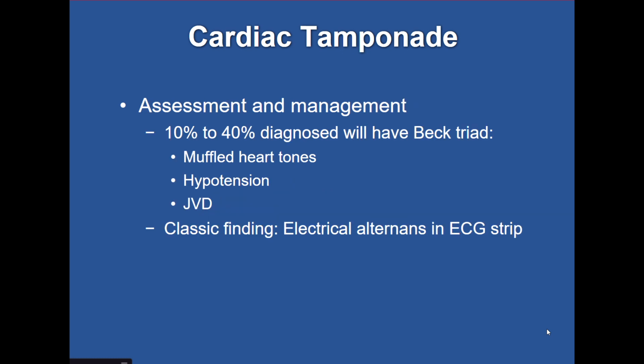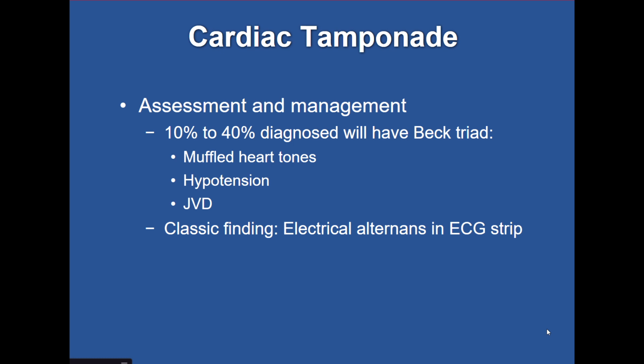Alright, so we talk about Beck's triad with cardiac tamponade, but only 10 to 40% of those with it will have Beck's triad. So that includes muffled heart tones, hypotension because cardiac output is greatly reduced, and JVD because there's that obstruction going to the heart and that blood backs up and pulls to the periphery. So it backs up into the vena cava, which backs up into the jugular veins.